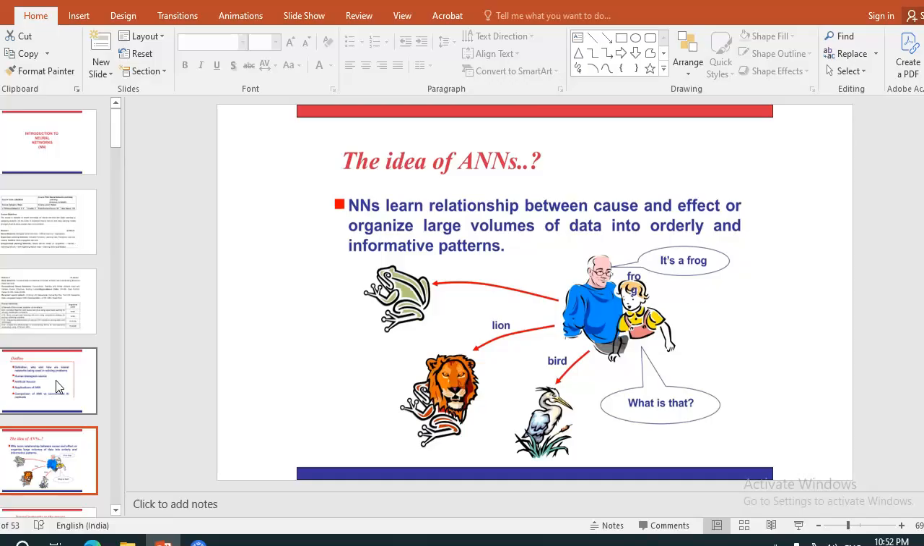It is the process of learning the relationship between cause and effect and organizing large volumes of data into order as well as informative patterns. So, biological neuron: imagine our human brain. What does neural network mean? We have to make our system or model work like a human brain, but in an artificial manner. So how does the human brain normally work?